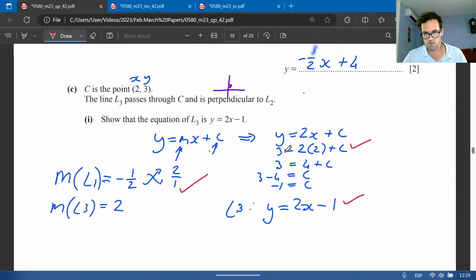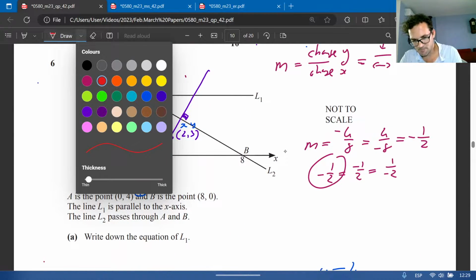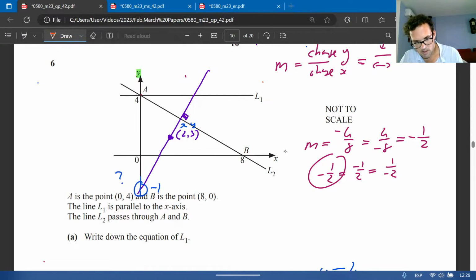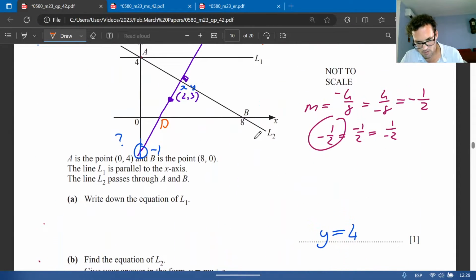Right, part 2. Line 3 crosses the x-axis at D. Now we get a different color again. Let's go for orange. Right, so it crosses the axis at D. We need to find the length of CD. Now what was C again? C was the point 2, 3. So this is the point C. We need to find the length of this line.